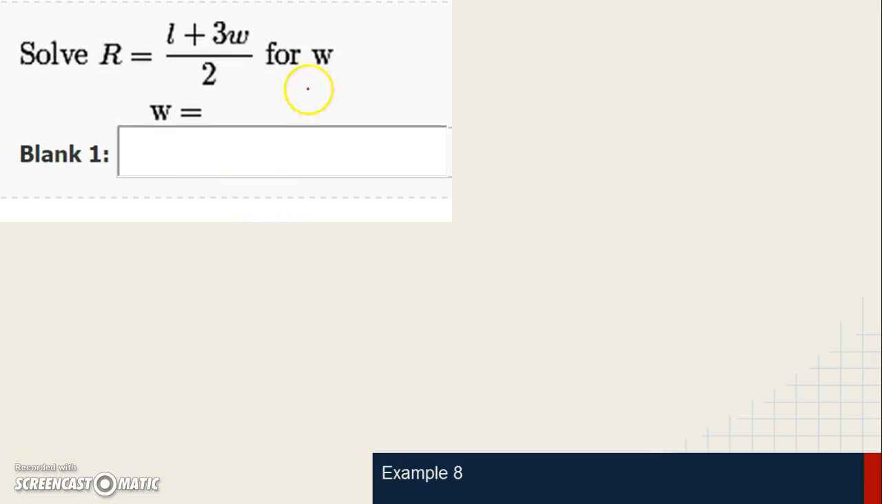Example 8. Solve for w. What's happening to w? Well, w is being added to L. It is being multiplied by 3. And it's being divided by 2. Because these are in parentheses, that's what this long line tells us, add before you divide, I'm going to have to undo the division by 2 first. So I'll multiply by 2 on both sides to begin.